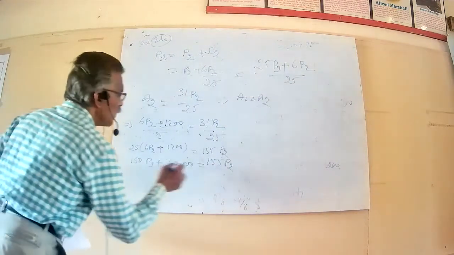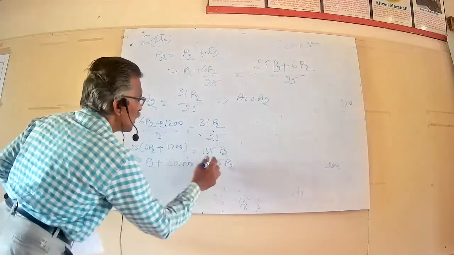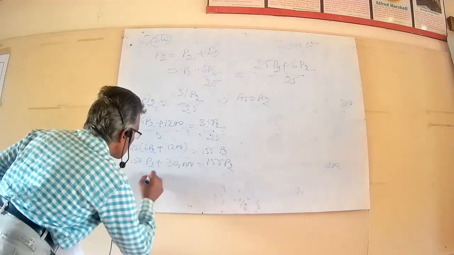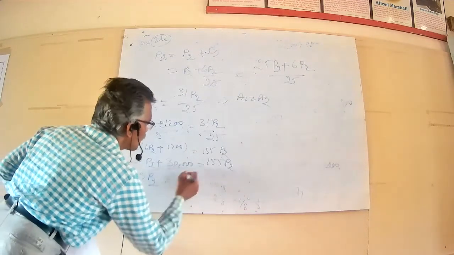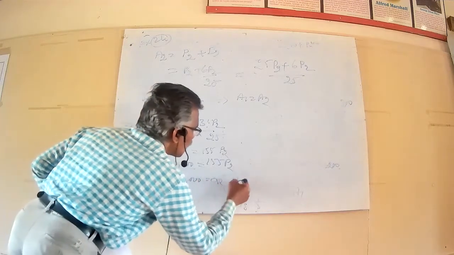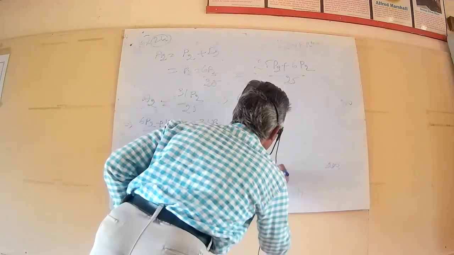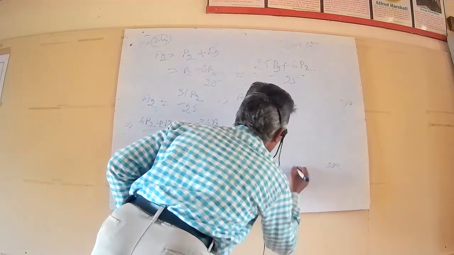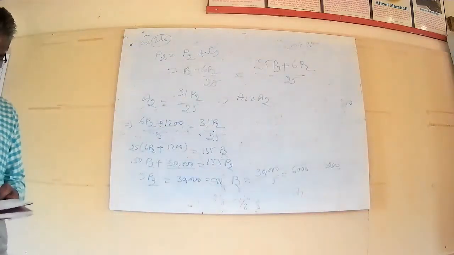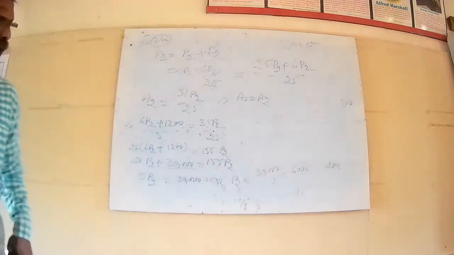5 P2 taken to the other side becomes minus, so 155 minus 150 means 5. 5 P2 equal to 30,000, or P2 equal to 30,000 divided by 5, which is 6,000. So P2 equal to 6,000.